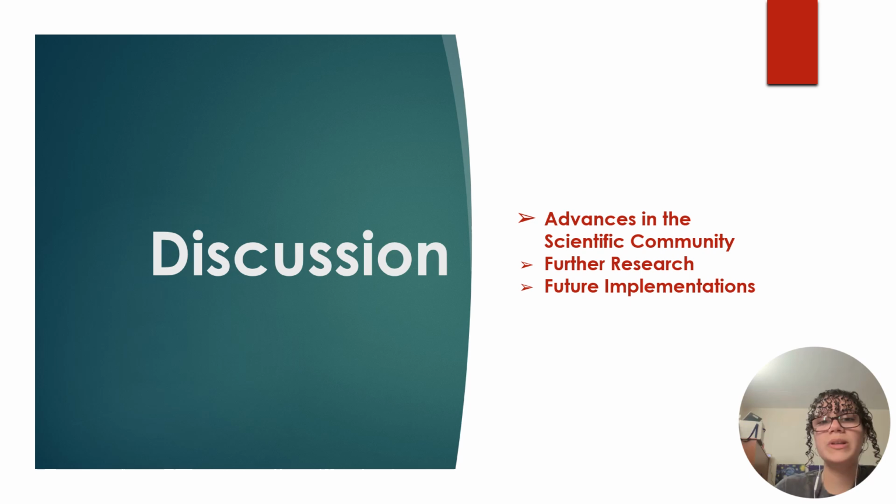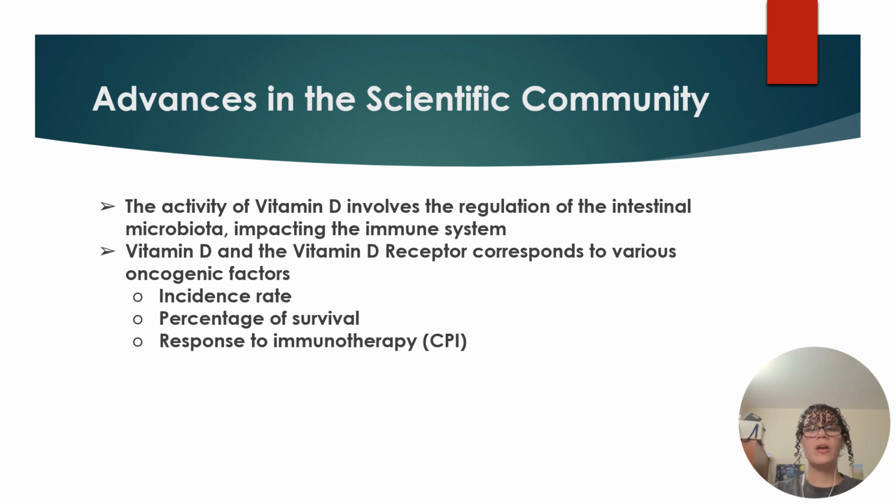Now for the discussion. We'll be talking about the advances in the scientific community, further research, and further implications. For the advances in the scientific community, we discovered that the activity of vitamin D involves the regulation of the intestinal microbiota impacting the immune system. The vitamin D and the vitamin D receptor correspond to various oncogenic factors, including the incidence rate, the percentage of survival, and the response to CPI immunotherapy.